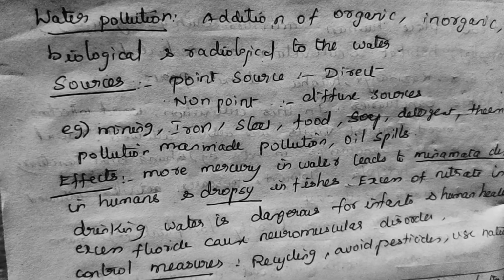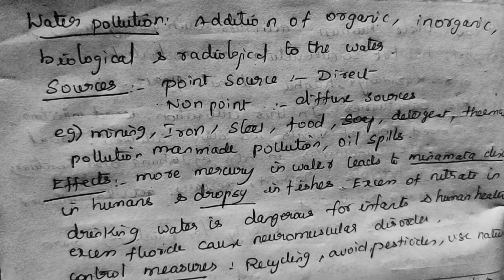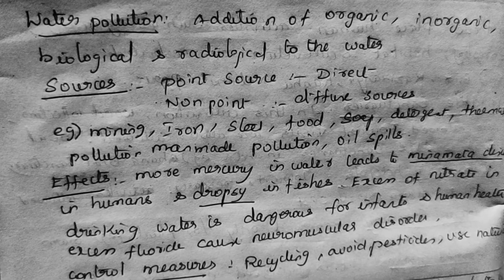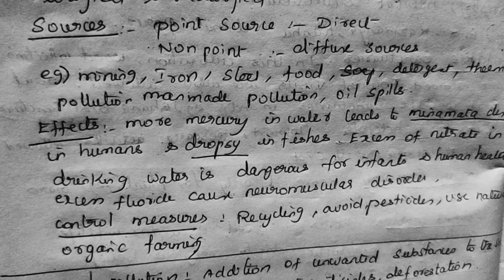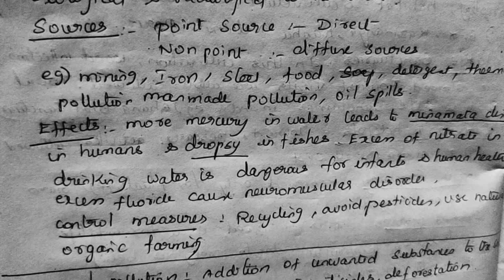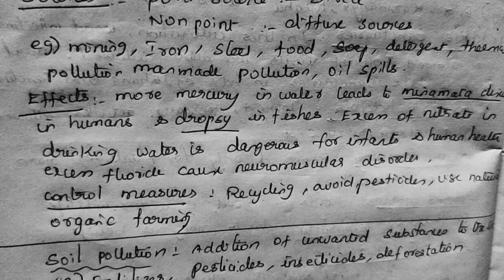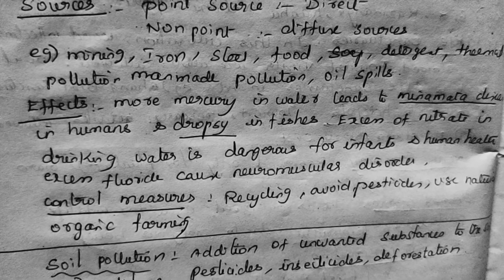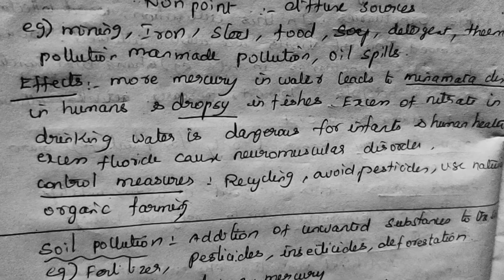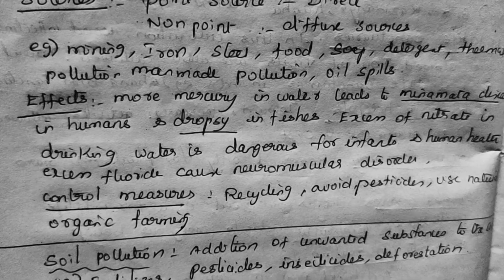Next, move on to water pollution. This is the addition of organic, inorganic, biological, and radiological substances to the water. And what are the sources? Point source, that is direct, and non-point diffuse sources. For example, mining, iron, steel, and then food, soap, detergents, and then thermal pollution, man-made pollution, oil spills. These are all examples of diffuse sources.